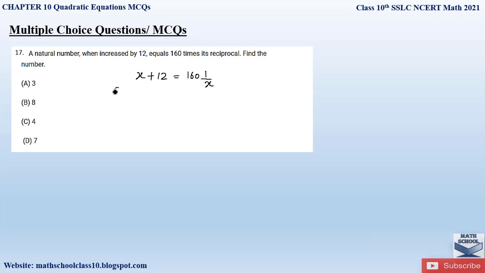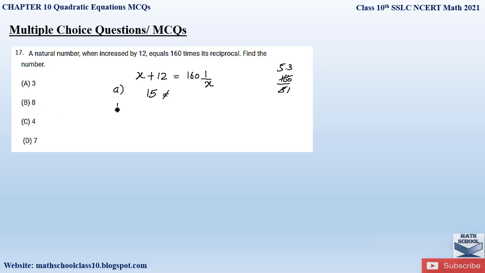So option A is 3. 3 plus 12 is how much? It is 15, equal to, again, 160 divided by 3 will be how much? 160 by 3: 3 1 times, 3 5s are 15. Then if you add a decimal point, 3 3s are 9. So it is not equal to 15. So this option A is invalid.